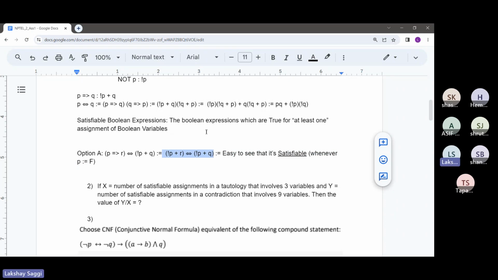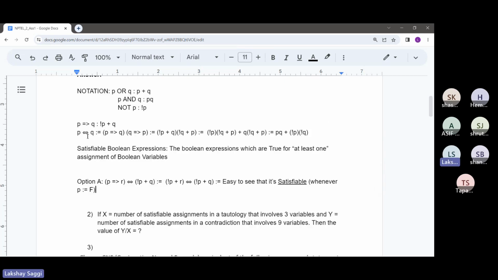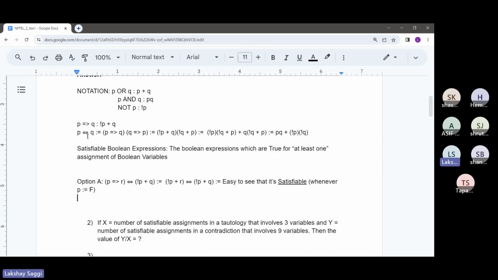But at least for this case, we have seen that it's satisfiable whenever P is false, irrespective of the values of R and Q. So I hope this is clear to you guys. So I can move on to the next option.